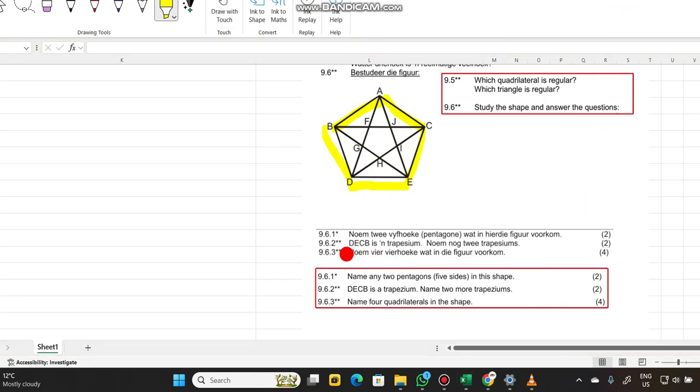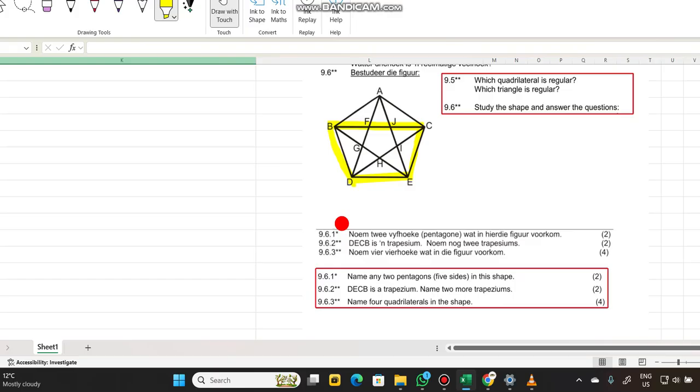9.6.2 gives you a trapezium. It says D, E, C, B. There's your trapezium, and it says you need to look for 2 more.